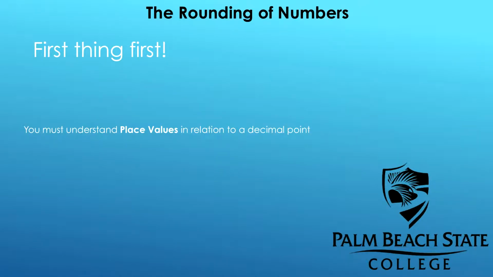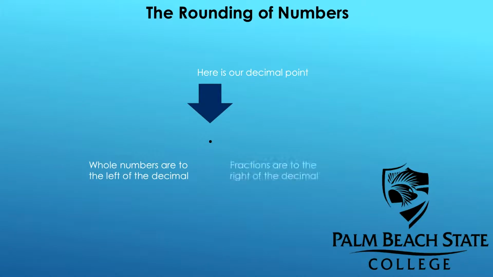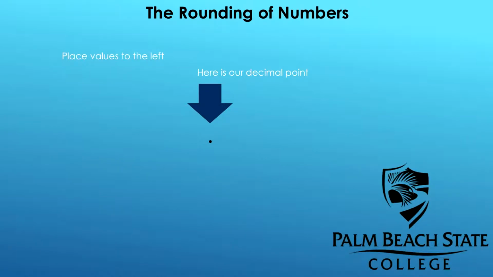So, the rounding of numbers, first things first, you must understand the place values in relation to the decimal point. Here is our decimal point. Whole numbers are found to the left of the decimal, and fractions are found to the right of the decimal. Our place values to the left are the ones place, the tens place, and the hundreds place.